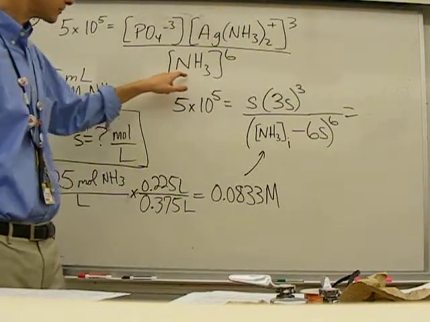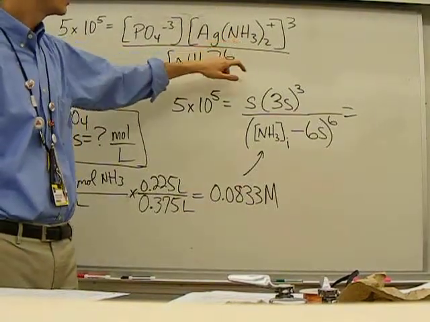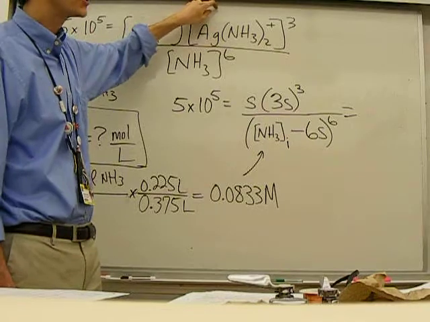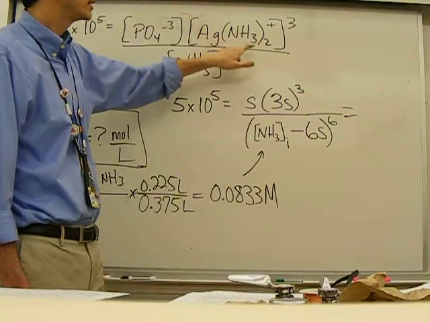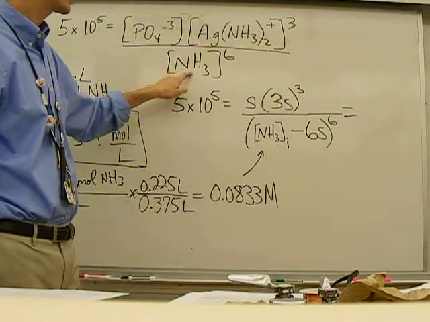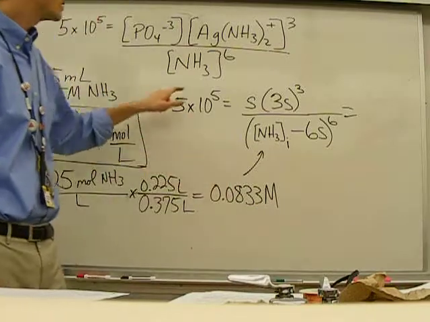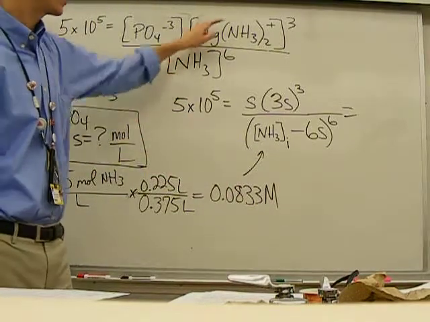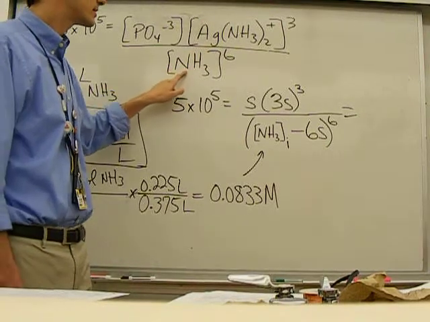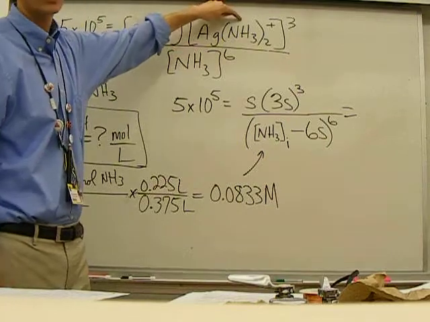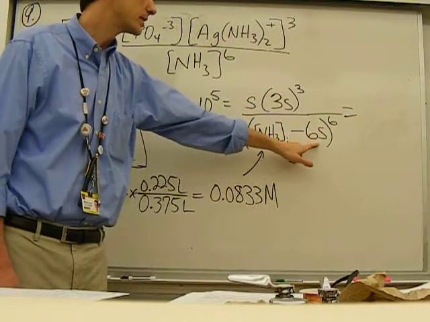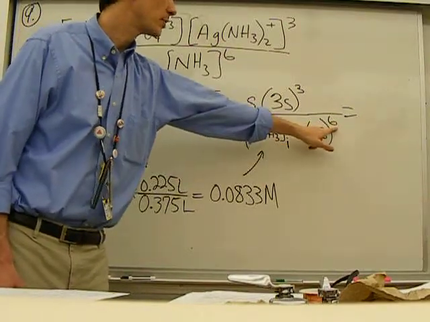As far as ammonia, we can relate it to this complex. If there are 3S moles of this complex, there will be 6S moles of ammonia. So 6S moles of ammonia must be here. They came from the reactant side. So we're going to have some initial amount of ammonia, and then 6S moles are going to go here. So that's this expression. I just wrote an I there. So initial ammonia concentration minus 6S, and that is all to the 6th power.